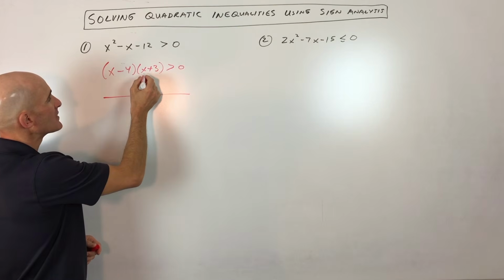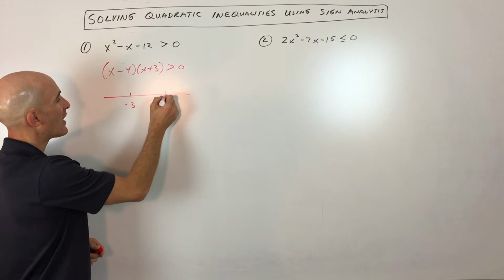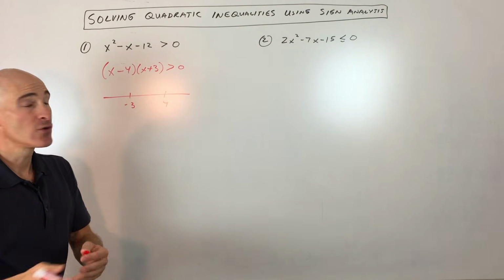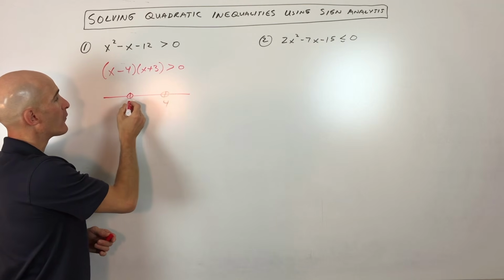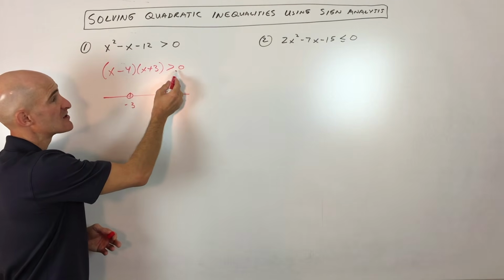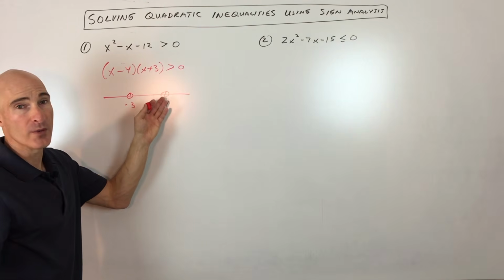Now when we do that, we're going to get negative 3 and positive 4. So we're going to plot those on the number line, negative 3 and positive 4. Now we want this to be greater than 0, not equal to 0. So it's not going to include negative 3, and it's not going to include 4. If we put negative 3 in, negative 3 plus 3 is 0. 0 times anything is 0, but we want it to be greater than 0, not equal to 0. So again, that's why these are open.